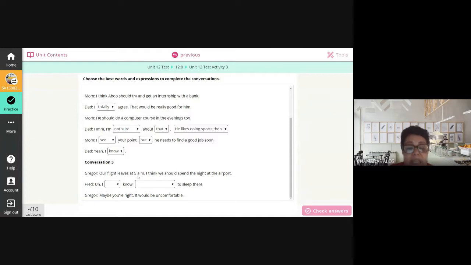Our flight leaves at 5 a.m. I think we should spend the night at the airport. I don't know. To sleep there. We are not allowed to sleep there, or it might be difficult to sleep there. I think it's the second one, okay? It might be difficult to sleep there. And then the friend says, maybe you're right. It would be uncomfortable, okay?